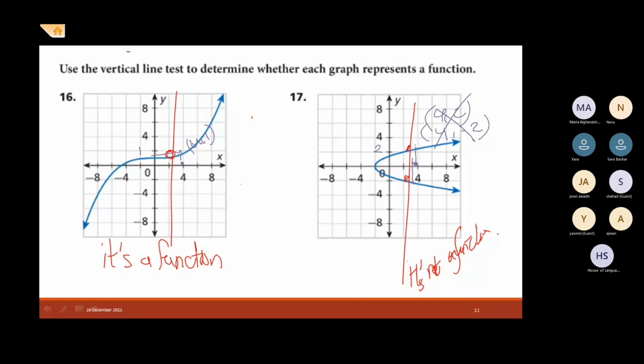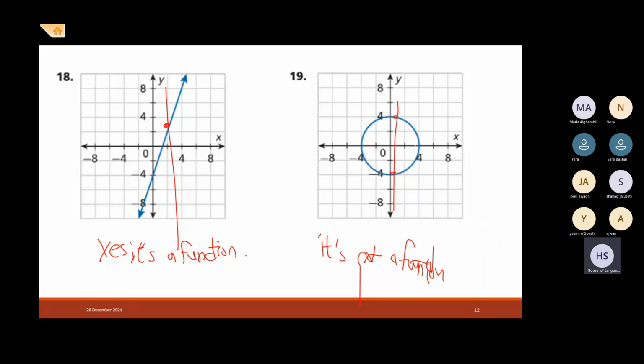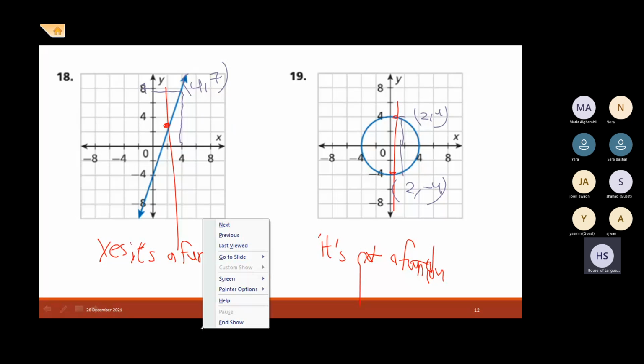Let's go to the second one here. Look at 4 as an example. Where is the value of 4? It is 7. So 4 has only one friend, which is 7. So this is a function. But look at this one here, 2 as an example. We have (2, -4) and (2, 4). So 2 has two values, which means it's not a function. This is what I mean by not a function. How do I know from the vertical line test? If it cuts in only one point, this is a function. More than one point, it will not be a function.